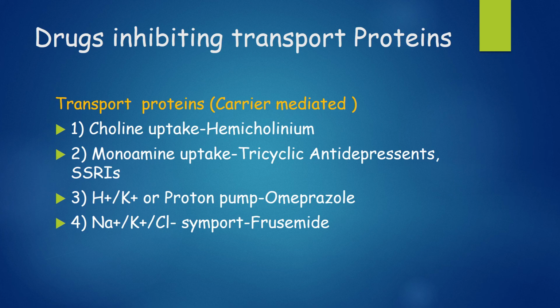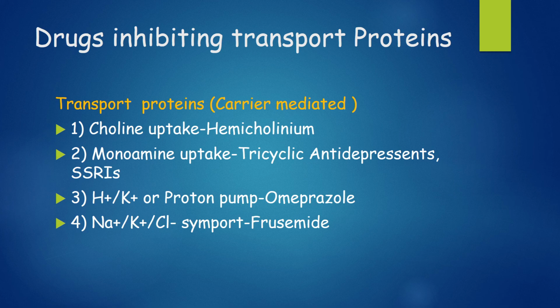The next group of drugs, or the next mechanism of action, is by inhibiting the transport proteins. In the initial pharmacokinetics class on absorption, I told you about some transporters. They transport some substance from one place to another. There are different types of transporters: some need energy, some need movement of ions, and some depend on differences in potential or ionic differences. There are so many transporters which are proteins in the body.